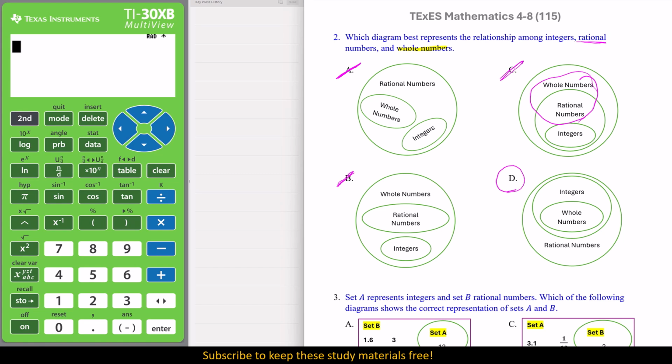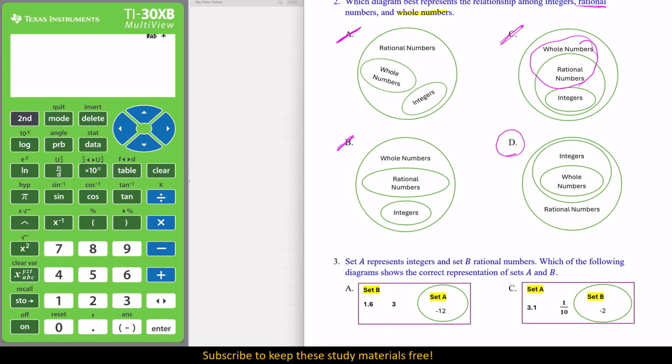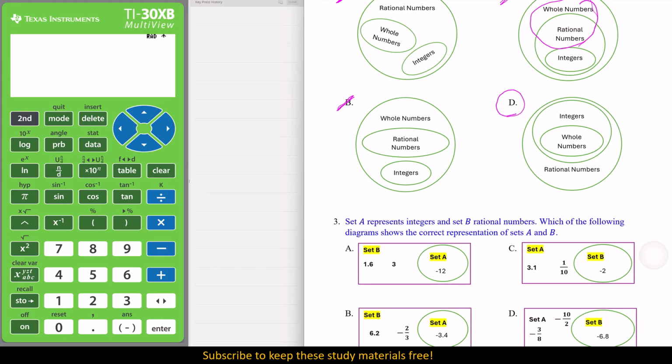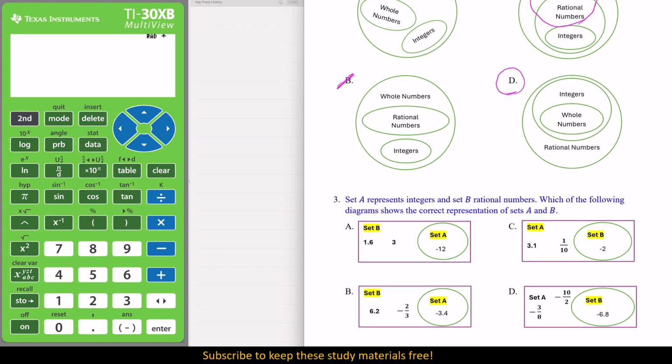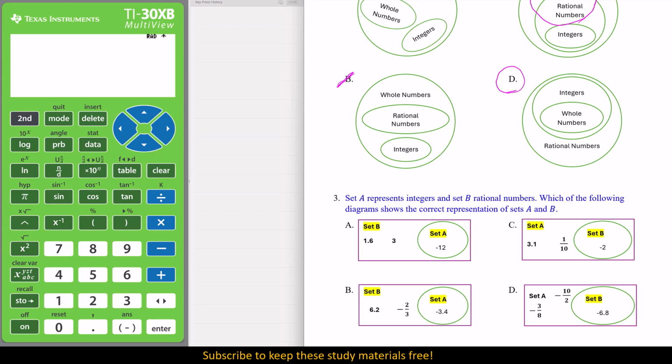Now, I need to mention something. Notice I didn't touch my calculator. This is just something that you're going to have to know. In order to manipulate correctly and understand what you're putting in your calculator, you do need to know those basic facts about the properties of the real numbers. All right, let's look at number 3.